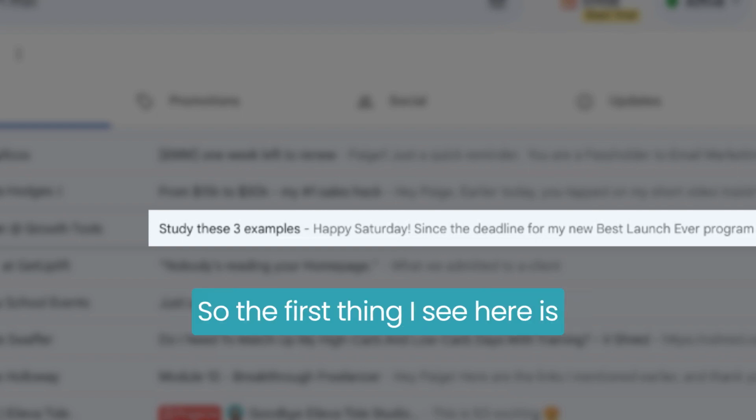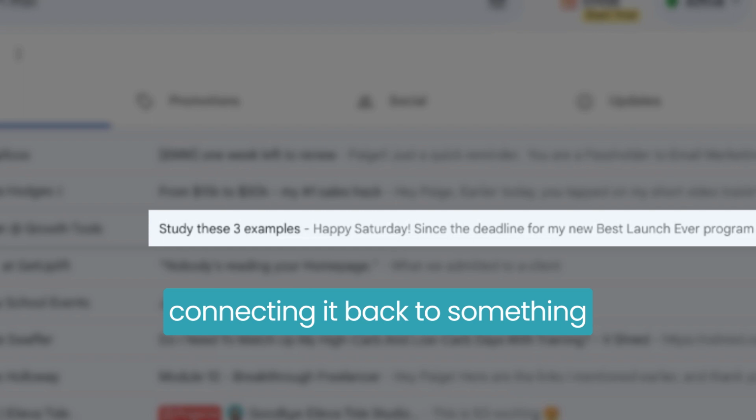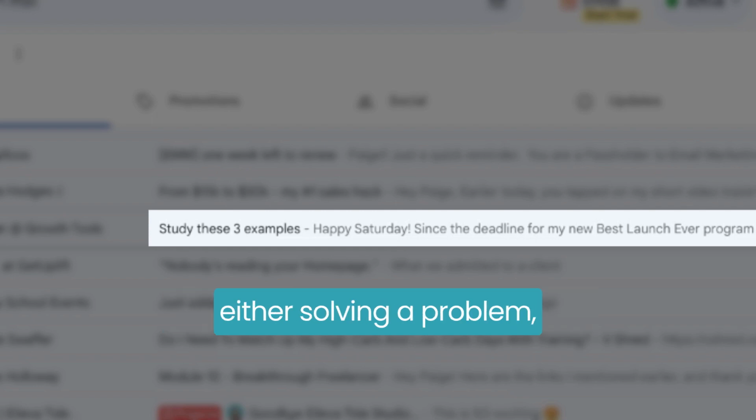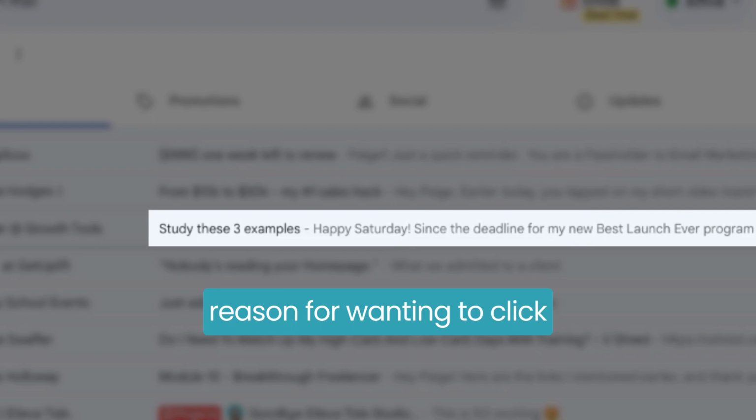So the first thing I see here is that there could be a stronger tie to the conversion context in terms of connecting it back to something that I care about doing, either solving a problem, achieving a goal or an outcome, or finding out some secret about some failed solution, or learning more about a solution that I'm looking for. So there's a lot of different options here, but the point is, how do we connect our core message, that's the point of the email, and the subject line back to the conversion context so the subscriber actually has a reason for wanting to click through and read the email.